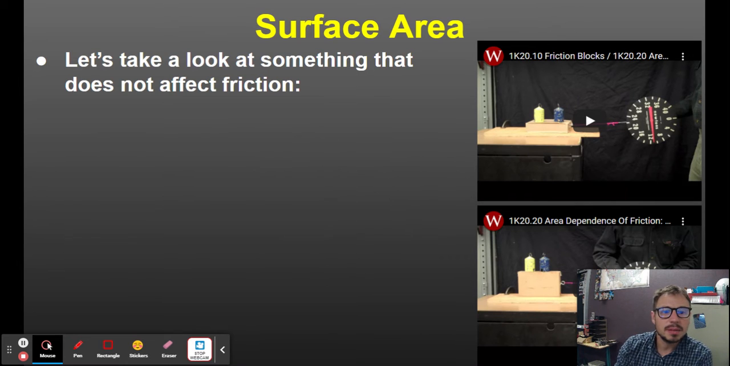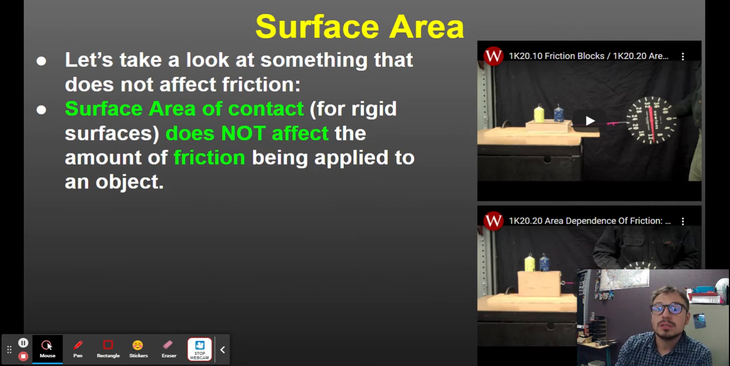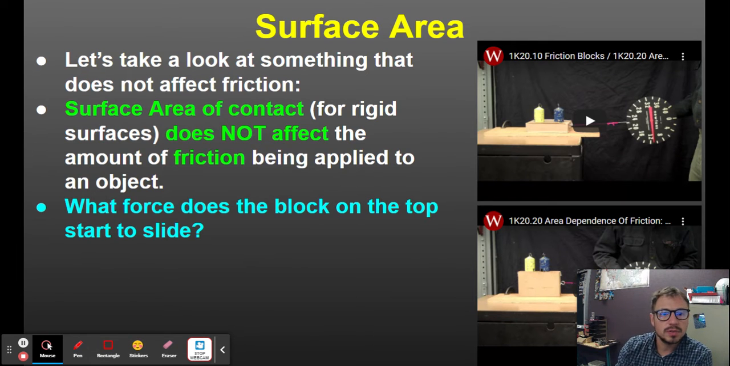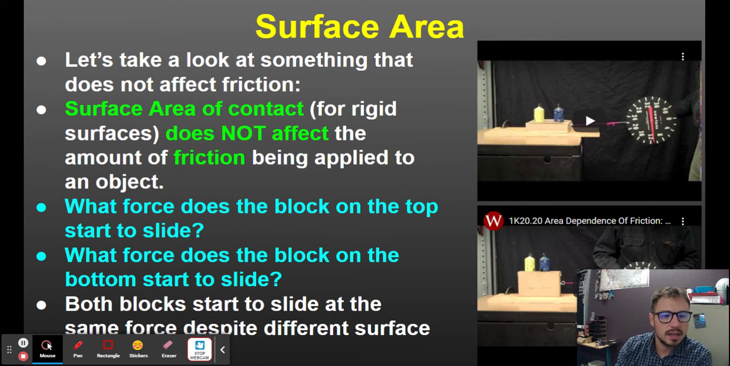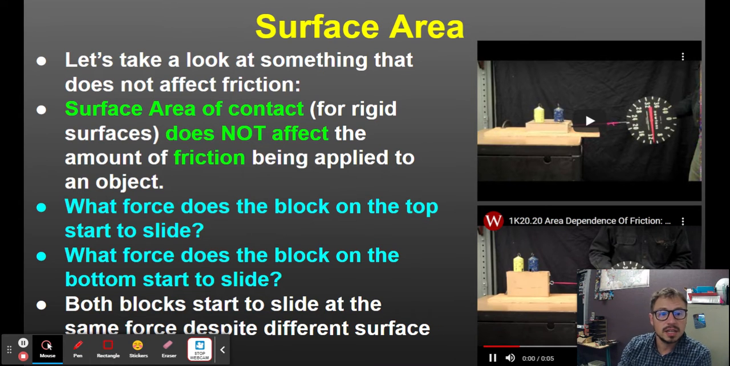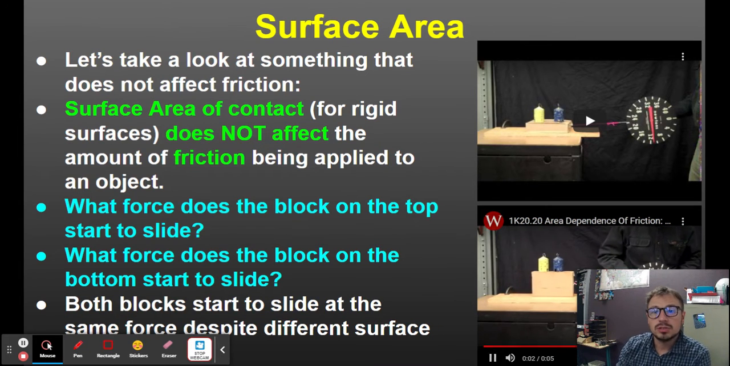So let's take a look at something that does not affect friction. Surface area of contact for rigid surfaces does not affect the amount of friction being applied on an object. If you look at that top video, you'll notice that it takes about 12 newtons for it to slide. I know that this video is in the way, but you can watch this later. All they did was flip that block vertically. The only thing that changes is the surface area, and it'll take about 12 newtons for it to slide.